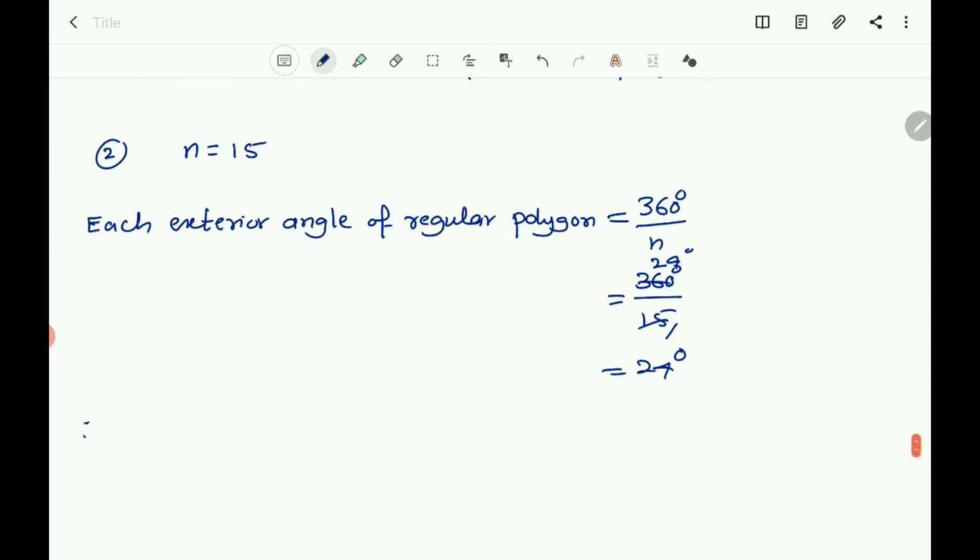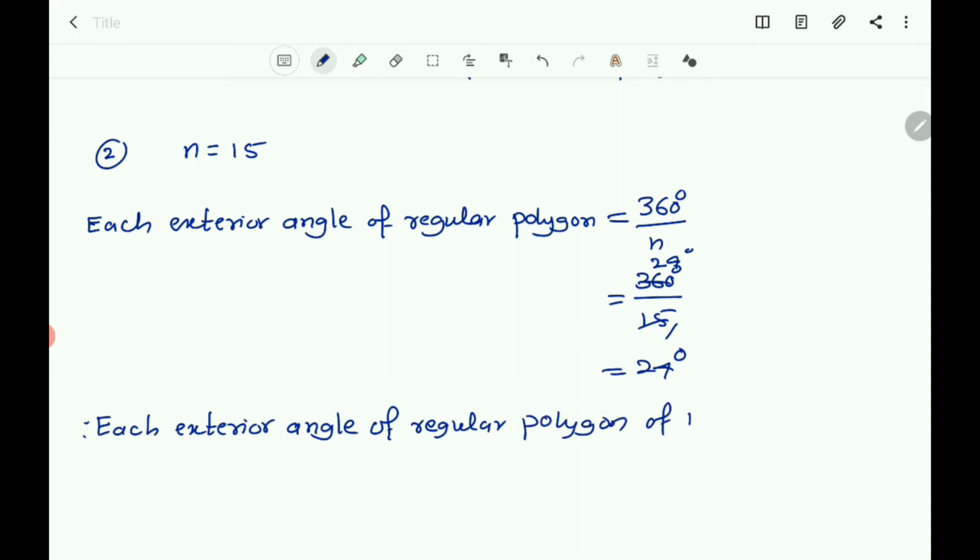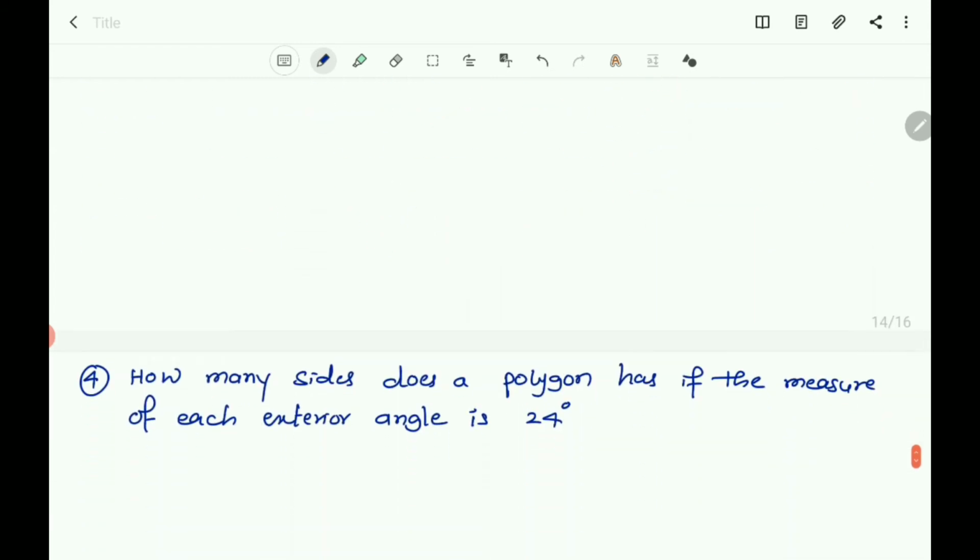Therefore each exterior angle of regular polygon of 15 sides is 24 degree.